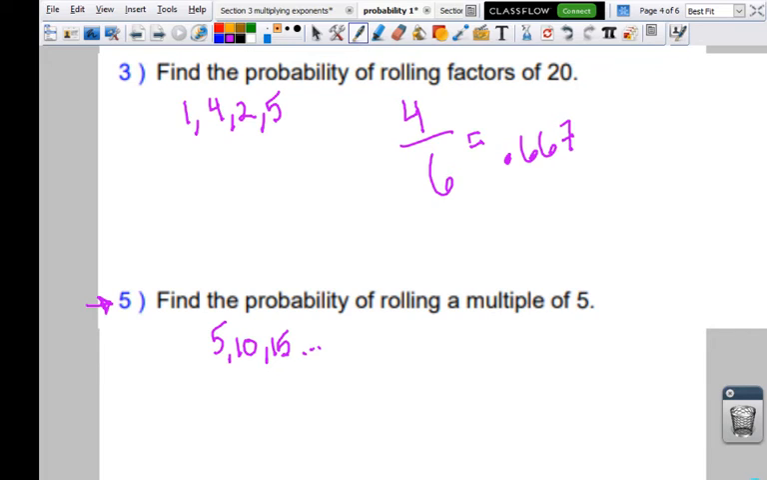Alright, so how many multiples of 5 show up on a regular die? Just 1, right? Out of 6 total, which we've done a couple times, 0.167. Pretty good? Okay.